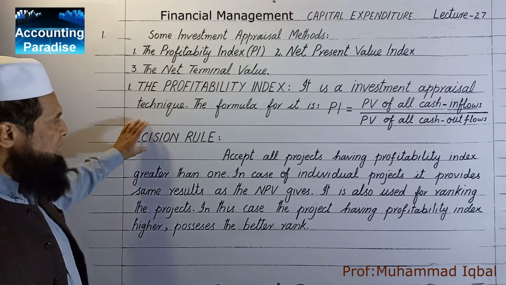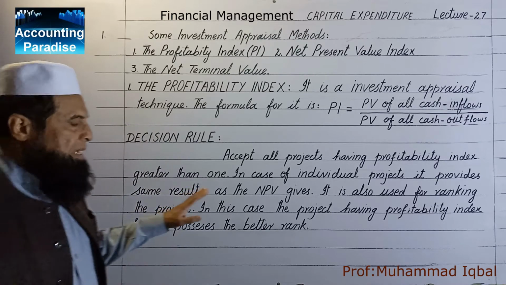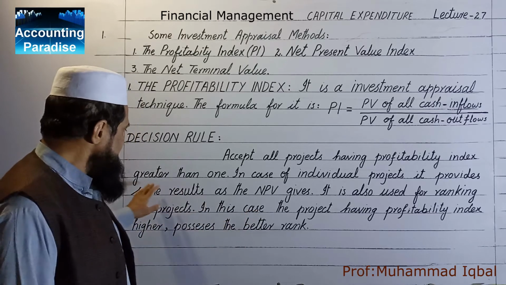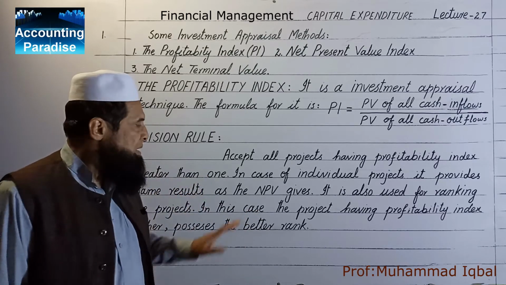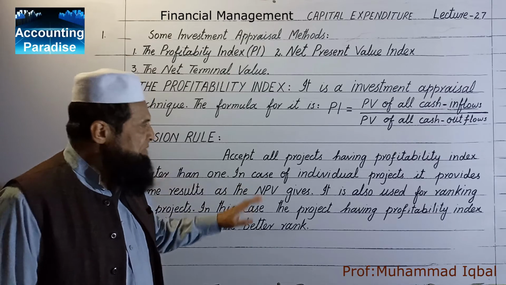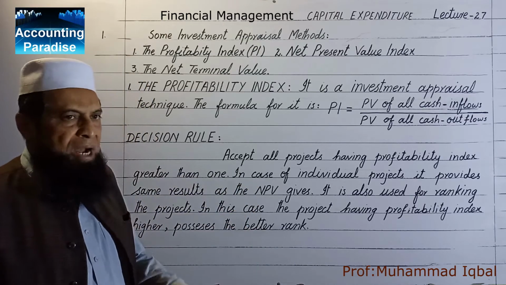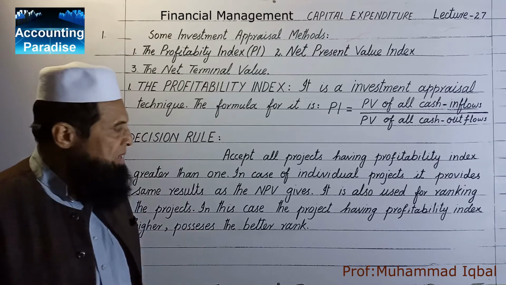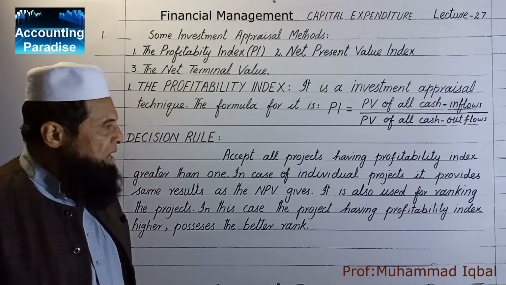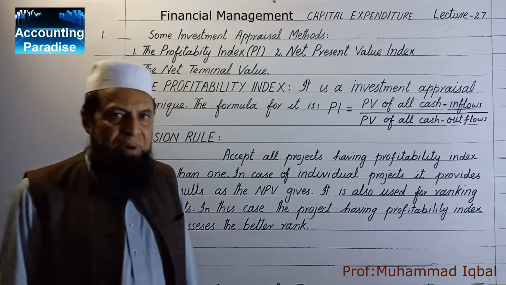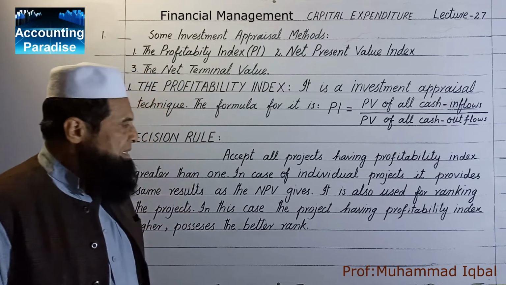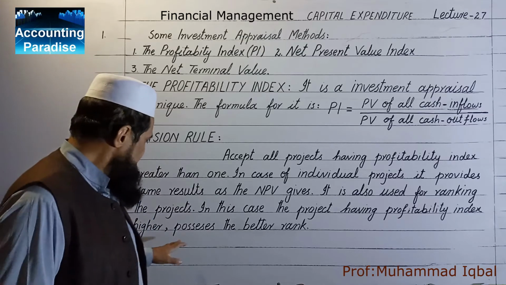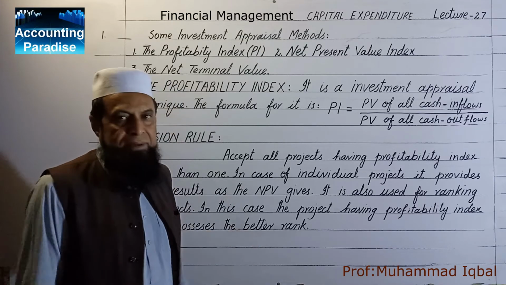The decision rule in this case is to accept all projects having profitability index greater than 1. In case of individual projects, it provides the same result as the net present value gives. It is also used for ranking the projects. In this case, the project having higher profitability index possesses the better rank.